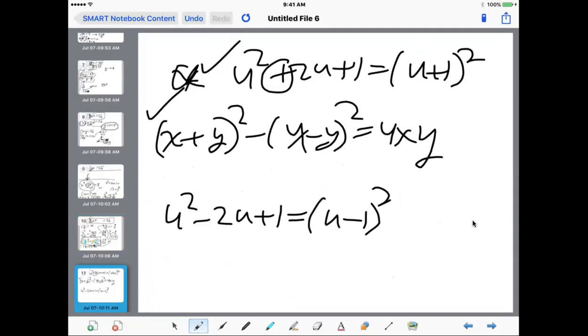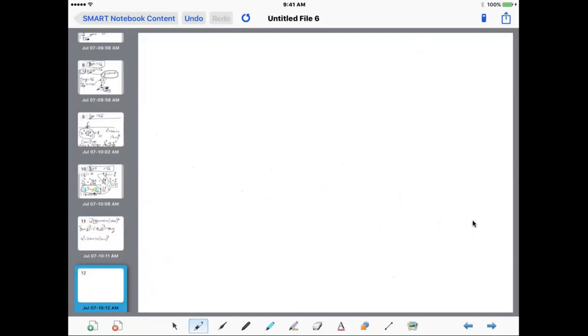Okay, the next thing I want to show you is how the Babylonians dealt with a coefficient in front of the x squared.